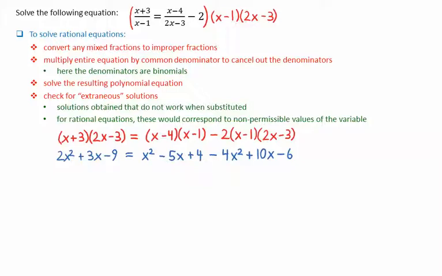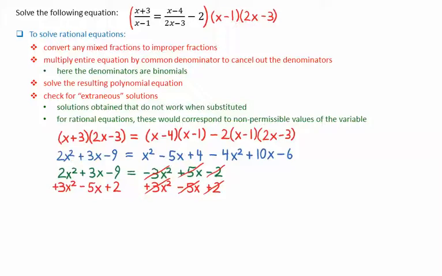We then have to combine like terms on the right side of this equation. This gives on the right side negative 3x squared plus 5x minus 2. Note here that we have a quadratic equation. To solve a quadratic equation, we want to get 0 on one side. I'm going to subtract everything from the right side and move it over to the left side. So I'll add 3x squared to both sides, subtract 5x from both sides, and add 2 to both sides. This gives 5x squared minus 2x minus 7 equals 0.